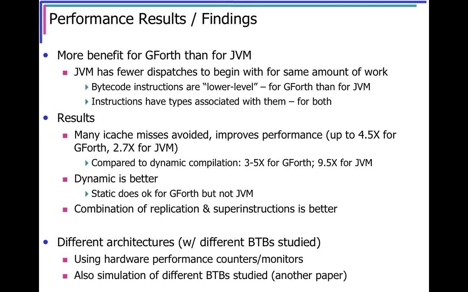It uses more resources and grows the footprint of the interpreter quite a bit. Static does okay for Gforth, but not for the JVM. You really need dynamic replication for that. And then they show that the combination of replication and super instructions does the best. What I liked about the paper was that they experiment with these results using different hardware and branch predictors and branch target buffers, and they explain each of these different branch prediction technologies pretty well in the paper.